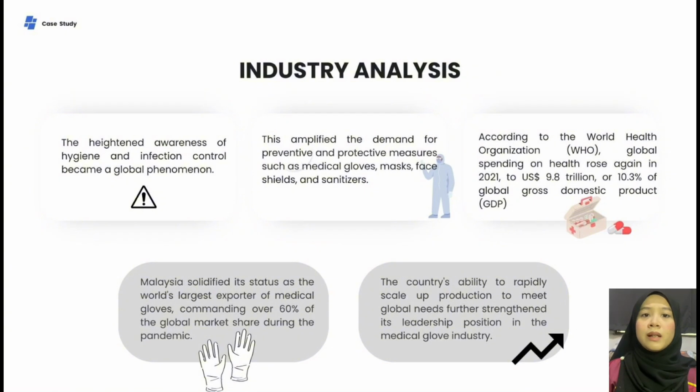According to the World Health Organization, global spending on health rose again in 2021 to 9.8 trillion, or 10.3% of global gross domestic product, GDP. Governments and private entities worldwide ramped up spending on healthcare to address the pandemic's immediate and long-term impact. This surge included investment in medical infrastructure, vaccine research, and procurement of personal protective equipment, which is PPE.